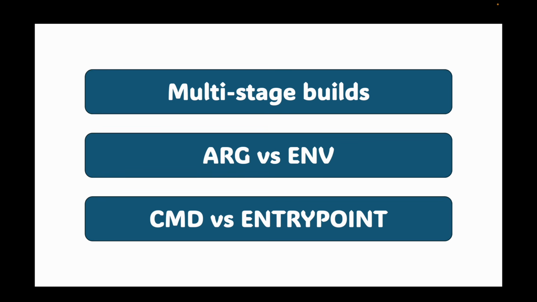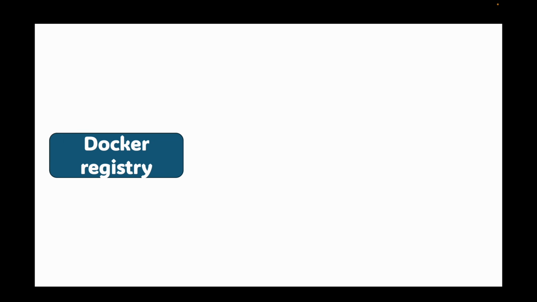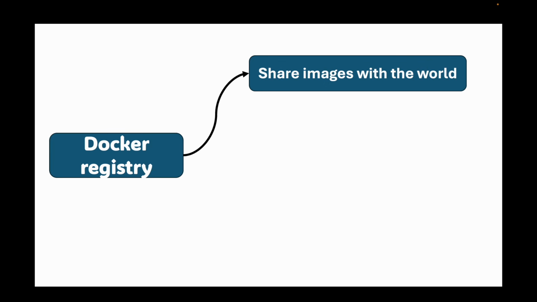But an image stuck on your local machine isn't very useful for collaboration, CI/CD, or deployment. It's like baking an amazing cake, but only you can eat it. We need a way to share our images with the world, our team, or our production servers. That's where Docker registries come in. In this session, we will learn how to share our images with the world.